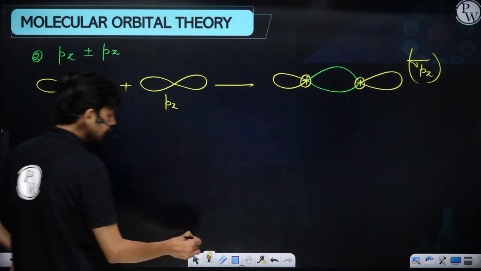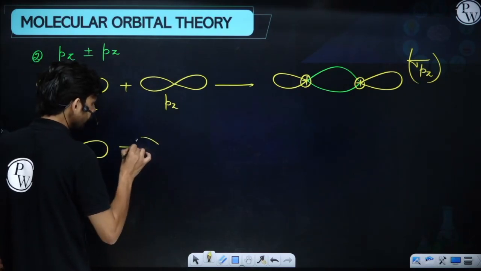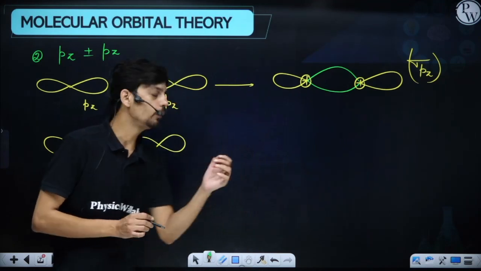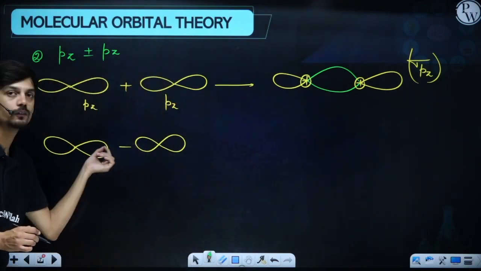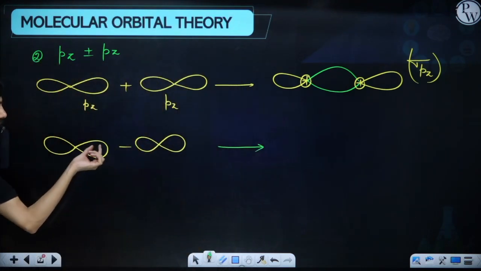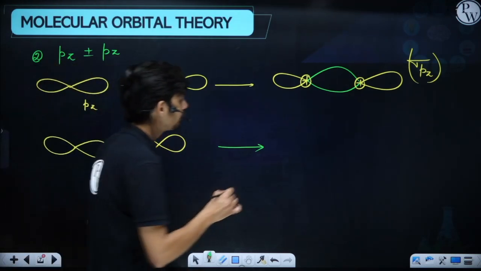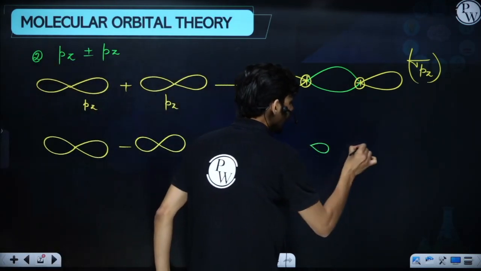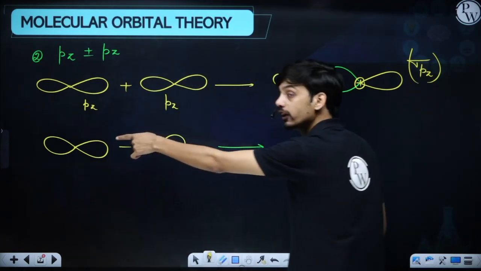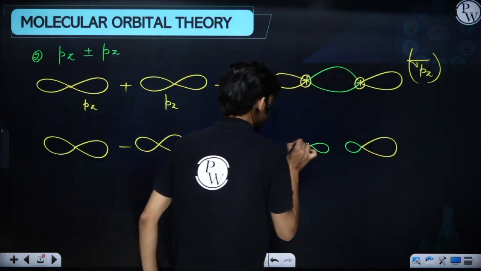Now let's consider the repulsion between these two orbitals. What will happen when they repel each other? Their orientation allows only these two lobes to interact, right? So when they repel each other, this lobe will be shifted forward and this lobe will be shifted backward. Both of these lobes will be reduced in size. But the outer side lobes have no interaction, so they stay as they are.